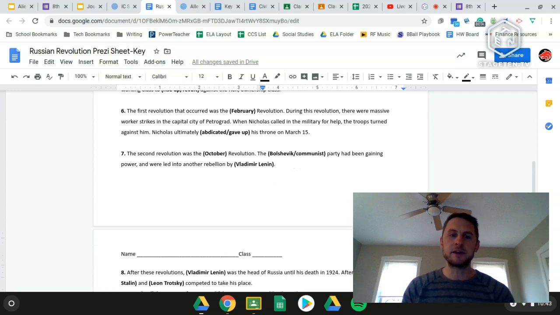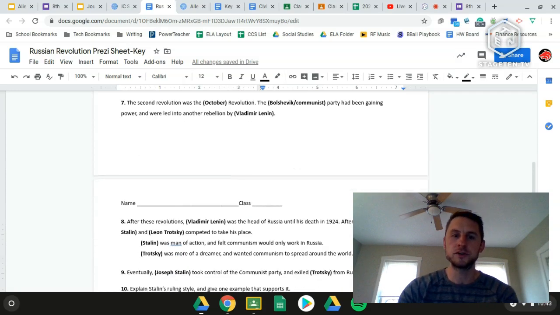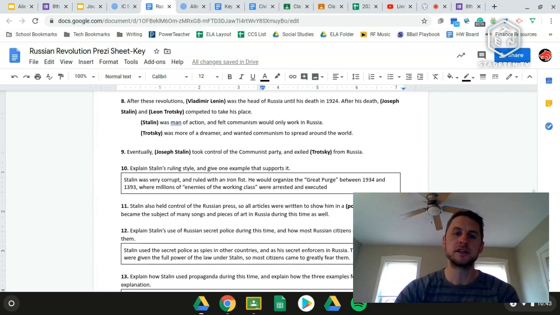And then the second revolution was the October Revolution. This is number 7. The Bolshevik or the Communist Party had been gaining power, and they were led into this rebellion by a guy named Vladimir Lenin. And Vladimir Lenin is a figure that we will see in Animal Farm, obviously not himself, but as one of the animals, where he leads communism into power in Russia during this time.